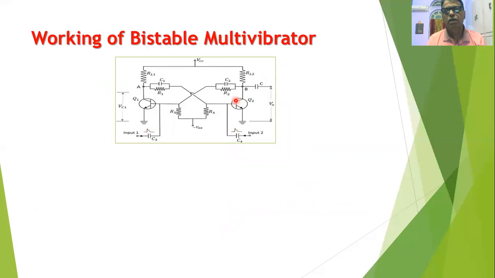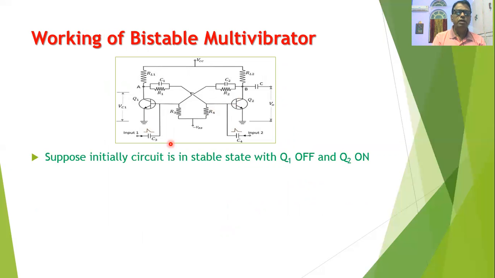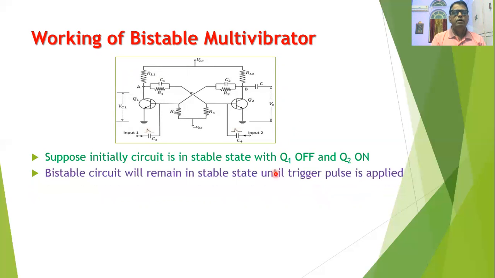Now let us understand how this circuit works. Initially, when we switch on the power supply, the bistable multivibrator will go into one of its stable states. Say, for example, initially the circuit is in the stable state with Q1 off and Q2 on. Now the bistable multivibrator will continue to remain in this state unless and until some trigger pulse is applied.